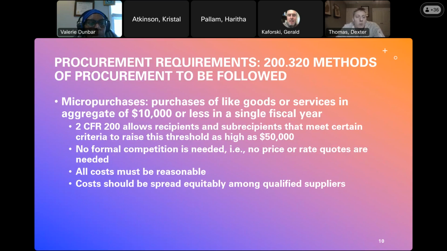Let's talk about micro purchases. These are purchases of like goods and services in aggregate of $10,000 or less in a single fiscal year. The 2 CFR 200 allows recipients and subrecipients that meet certain criteria to raise the threshold as high as $50,000. No formal competition is needed, i.e., no price or rate quotes are needed. All costs must be reasonable. Costs should be spread equitably among qualified suppliers.